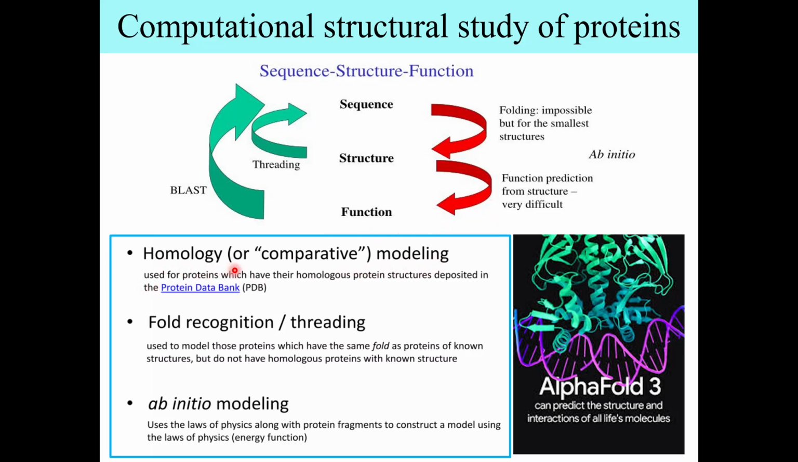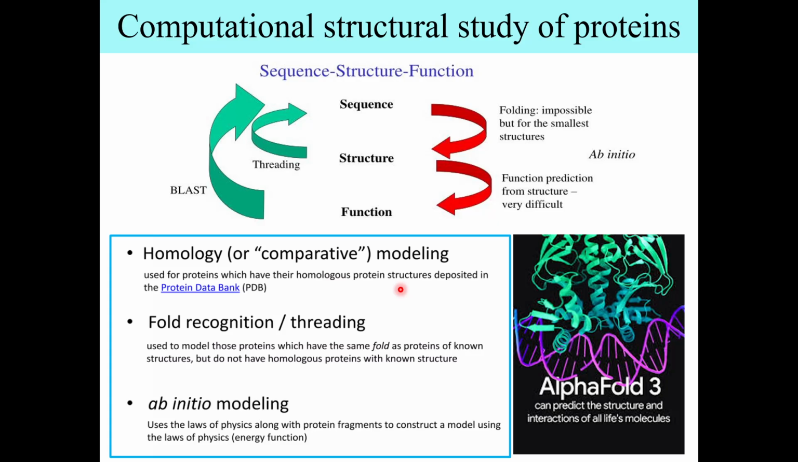Homology is when two proteins have a very similar sequence. Then what happens? They have a very similar structure. So they belong to the same family and have a common ancestor. If the structure of one of these two proteins has been solved by, let's say, X-ray crystallography, NMR, cryo-EM or any other method and deposited in the Protein Data Bank or PDB, then computationally you can predict the structure of the other, homologous protein if the sequences are very similar and known.